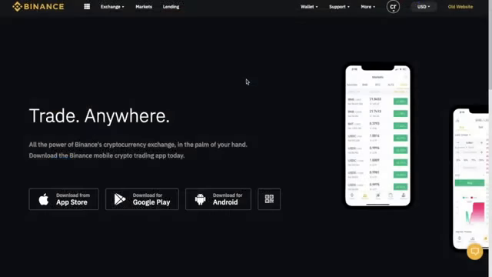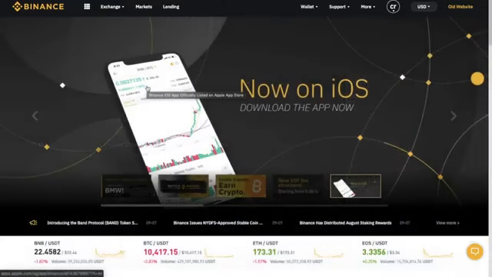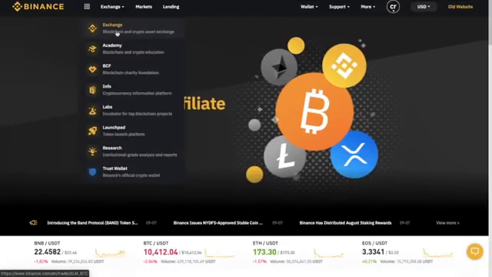There is now a Binance mobile app, so it allows you to trade anywhere from the palm of your hand, and it's available to download from the App Store and from Google Play. But let's take a look around Binance.com.